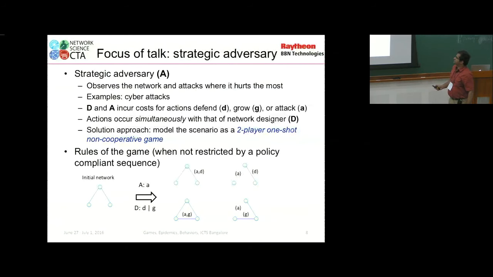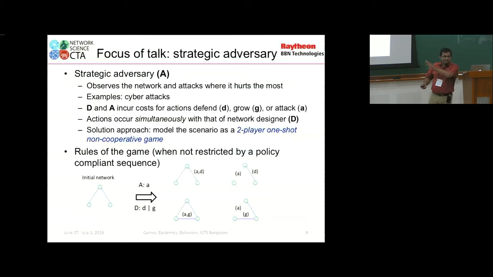The problem happens in these two other situations, where the attacker guesses that I want to attack this link, and the designer guesses wrong. So essentially, the designer is left with the link which he was defending, and the other link is deleted because there was nobody to protect. And in the final case, where the designer decides to grow the network and the attacker attacks an existing link, the resultant graph is not a subgraph or a superset graph of the original graph. You get a completely different graph.